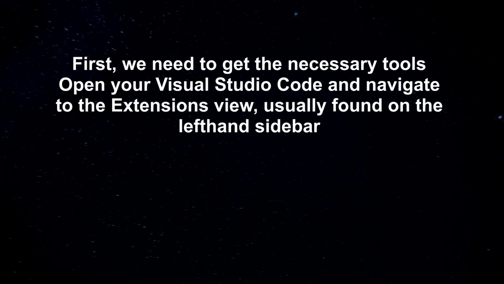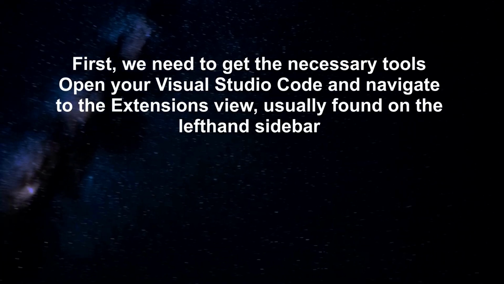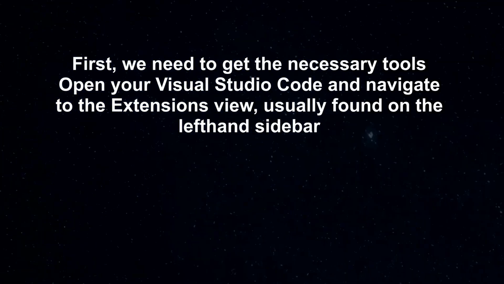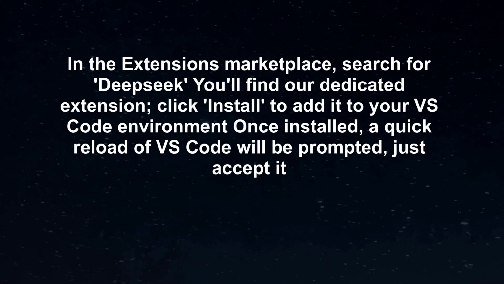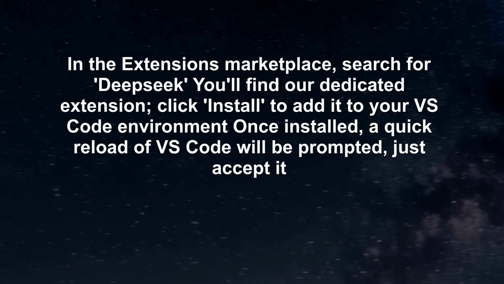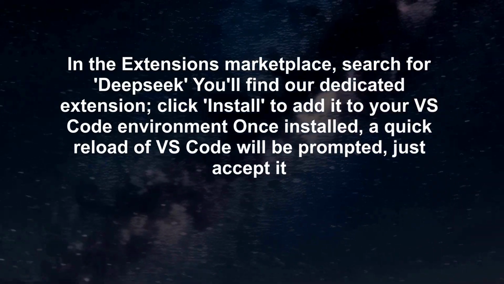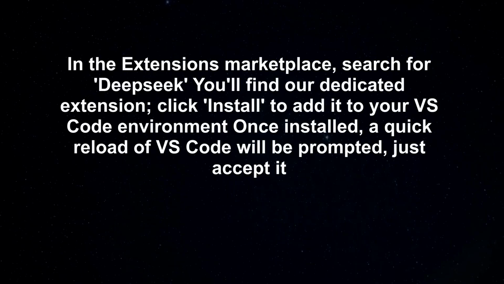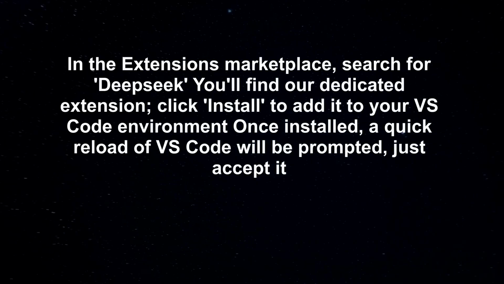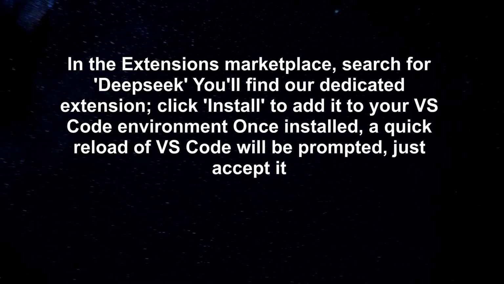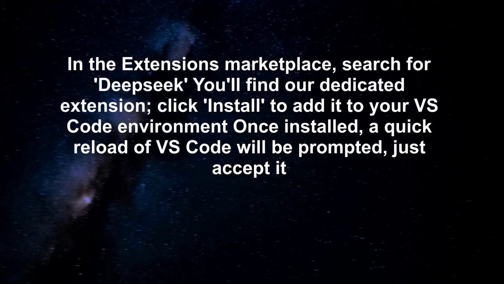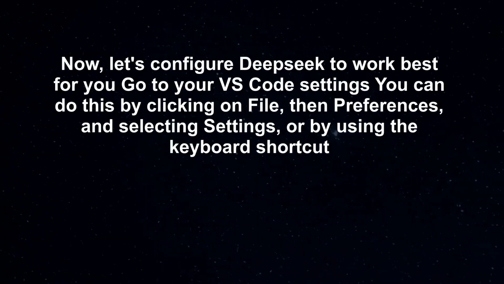Open your Visual Studio Code and navigate to the Extensions view, usually found on the left-hand sidebar. In the Extensions Marketplace, search for DeepSeek. You'll find our dedicated extension. Click Install to add it to your VS Code environment. Once installed, a quick reload of VS Code will be prompted. Just accept it. Now let's configure DeepSeek to work best for you.